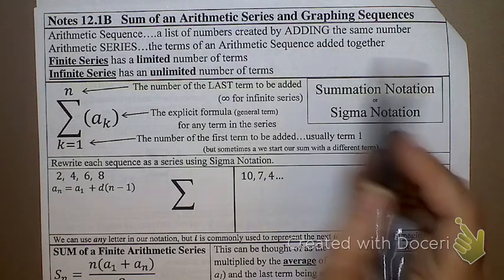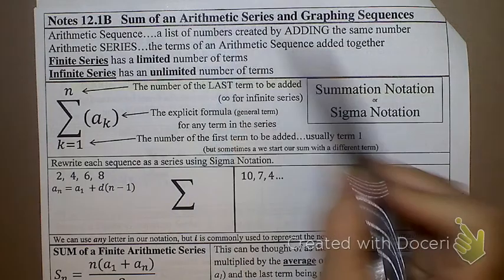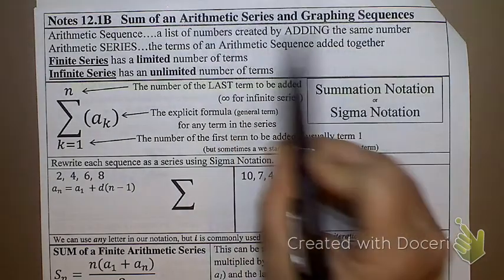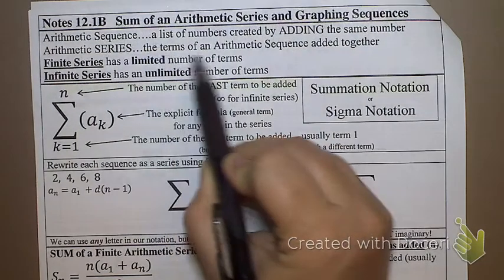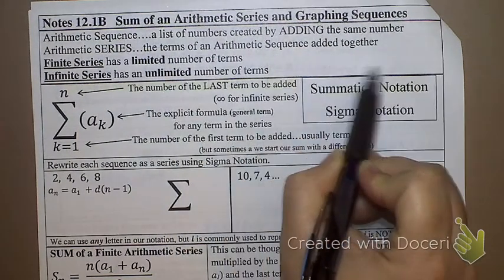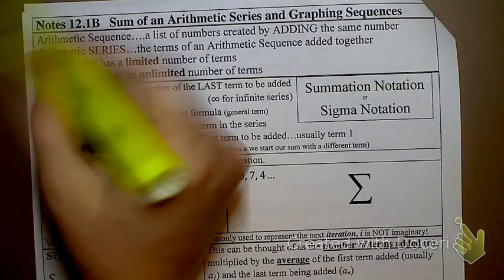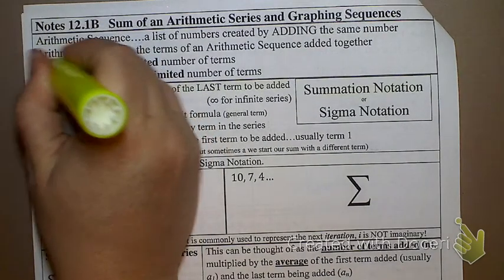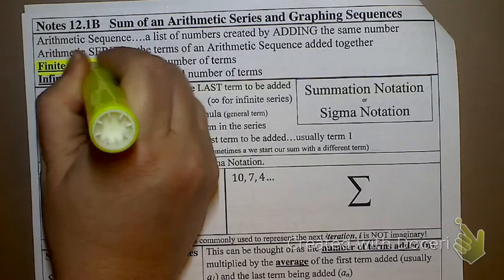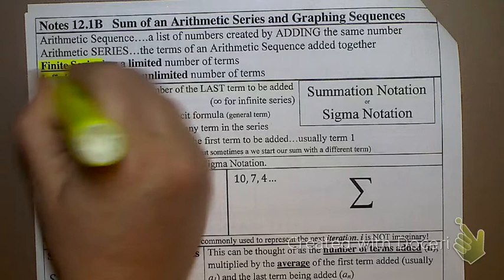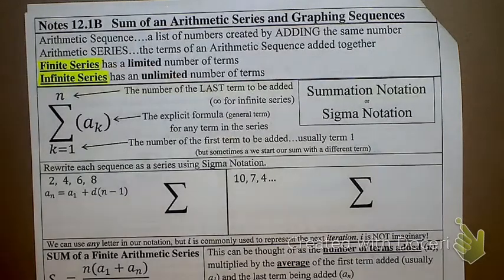So we have our sequence, which is the list of numbers created by adding the same number. That's what we saw yesterday. And an arithmetic series is the terms of a sequence added together. There are two different types of series. There is a finite series and an infinite series. What do you think the difference is there?